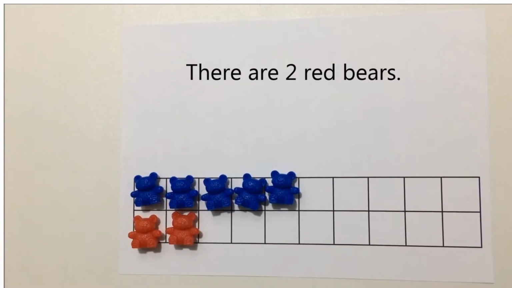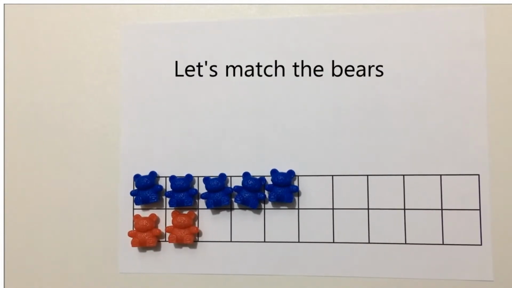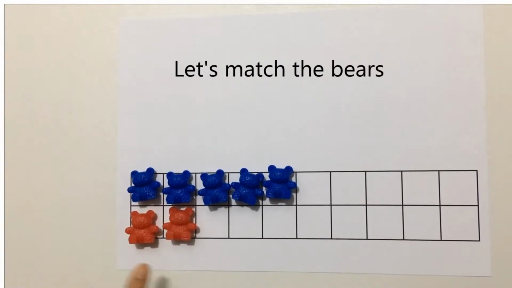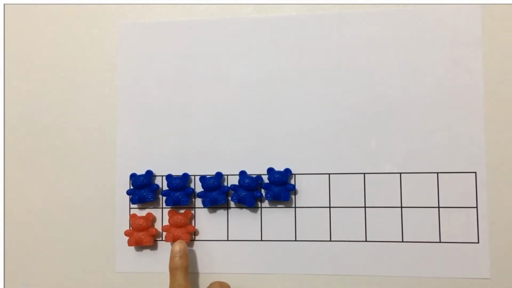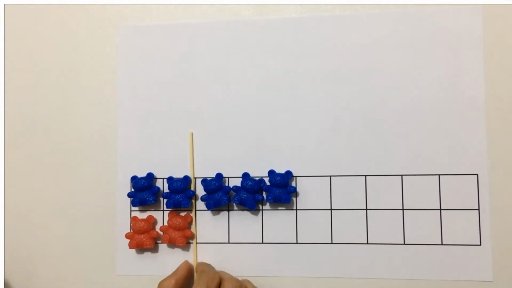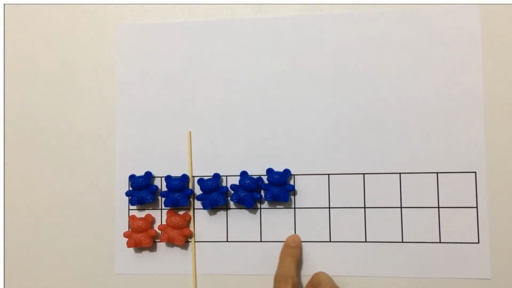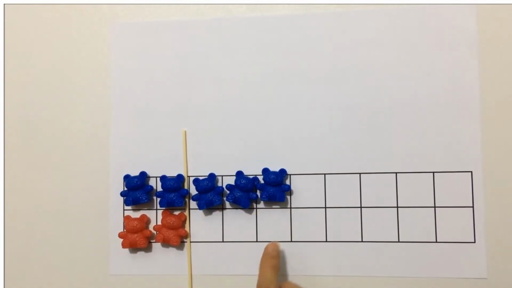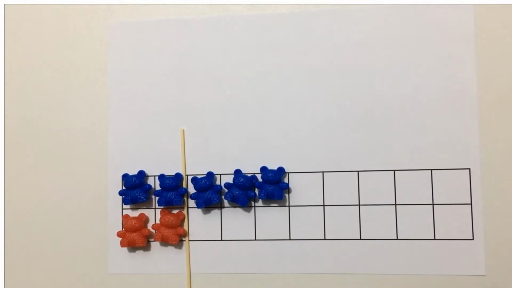Let's match the bears to find out which set has more. 1 blue bear, 1 red bear. 1 blue bear, 1 red bear. I have no more red bears to match with the blue bears. These bears do not have partners.